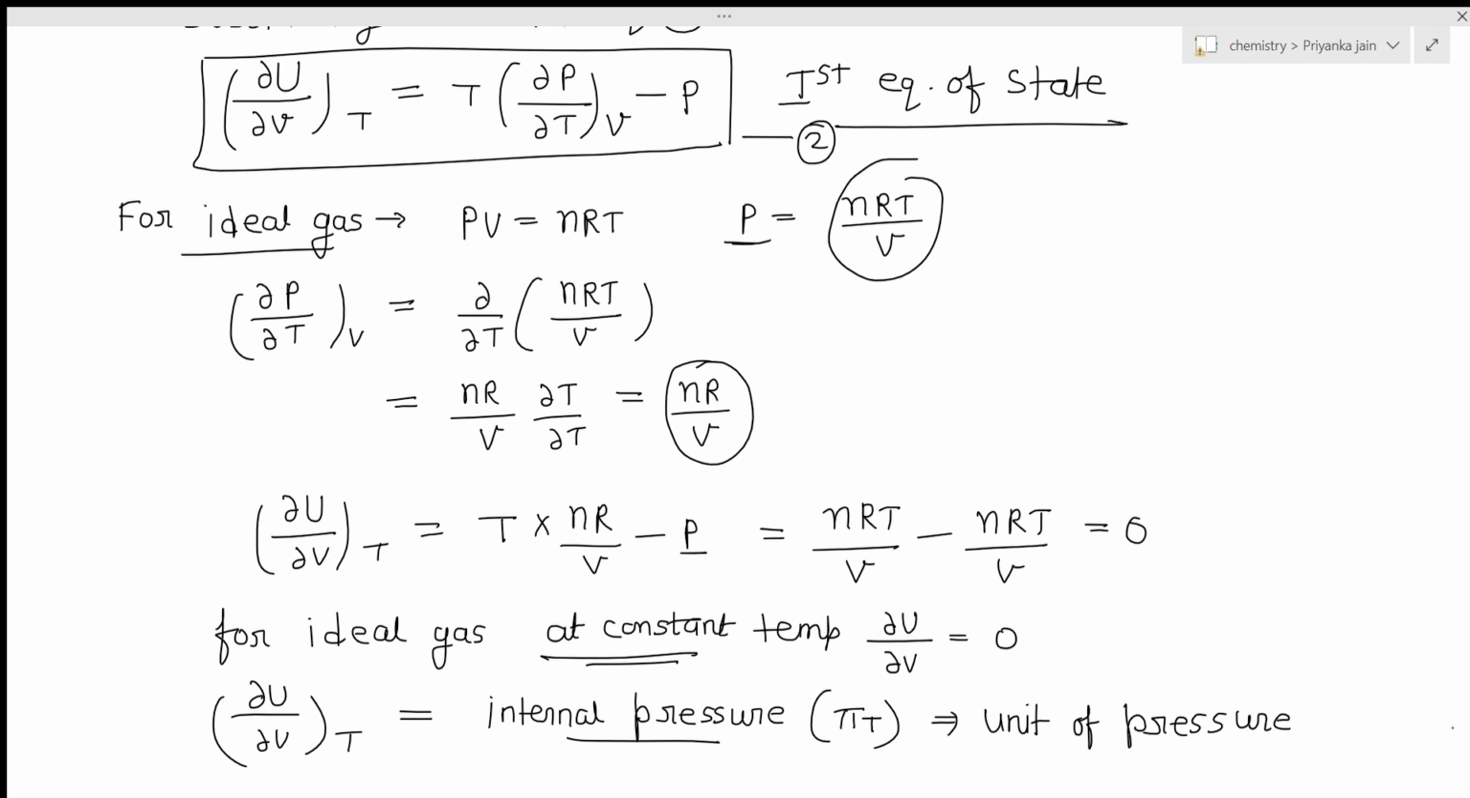For an ideal gas, this value is equal to 0. It means the internal pressure for an ideal gas is equal to 0. Actually, this is a measure of intermolecular forces within the system. Whatever the intermolecular forces in the system, they can be determined by this value, the internal pressure. Okay. This was for the ideal gas.